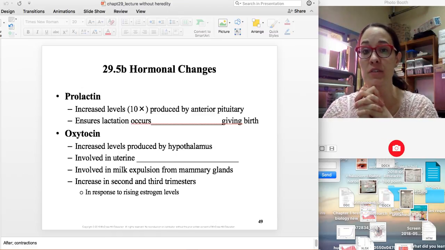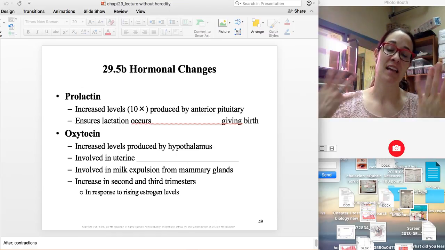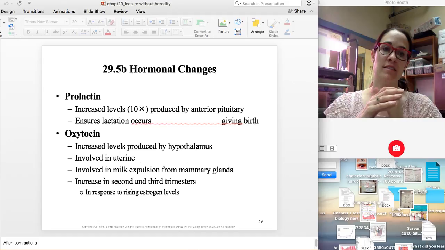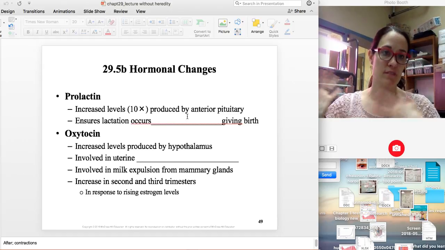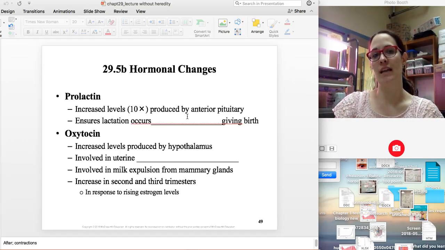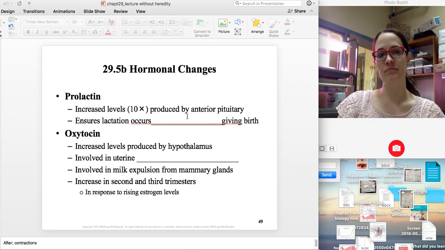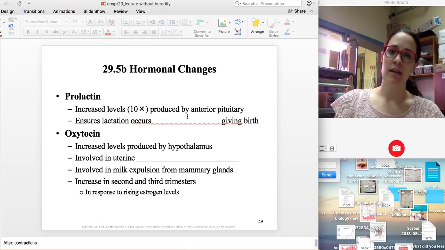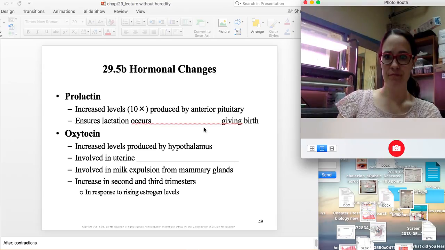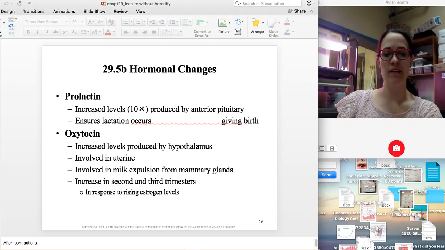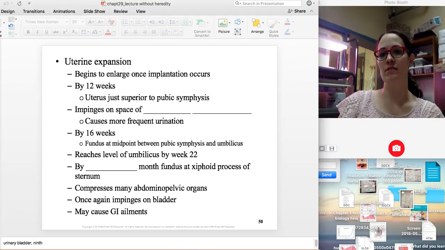Prolactin is another important hormone that increases 10 times during pregnancy, produced by the anterior pituitary, and this ensures that lactation after you give birth starts happening. Lactation is producing milk. Related to prolactin is a hormone called oxytocin. This causes the release of milk. It also causes uterine contractions. And it's elevated in the second and third trimesters.